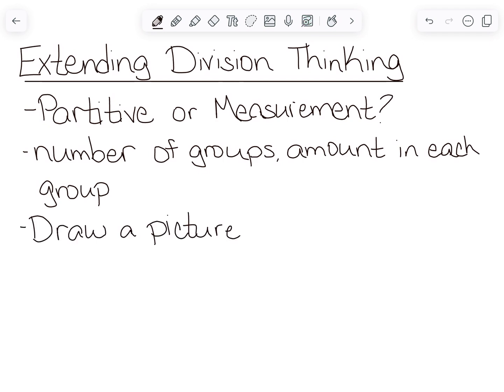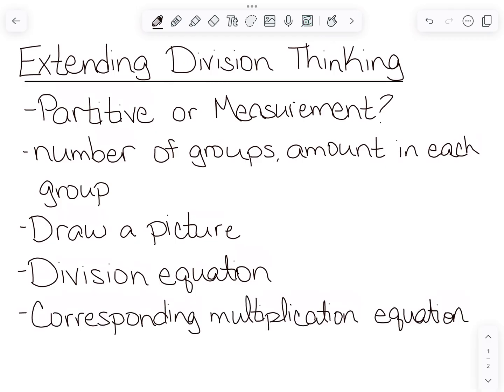Can we draw a picture to model what's happening? Can we write a division equation to represent the problem? And finally, can we write the corresponding multiplication equation? I'm going to look at several different examples and we'll go through each of these ideas for each problem.